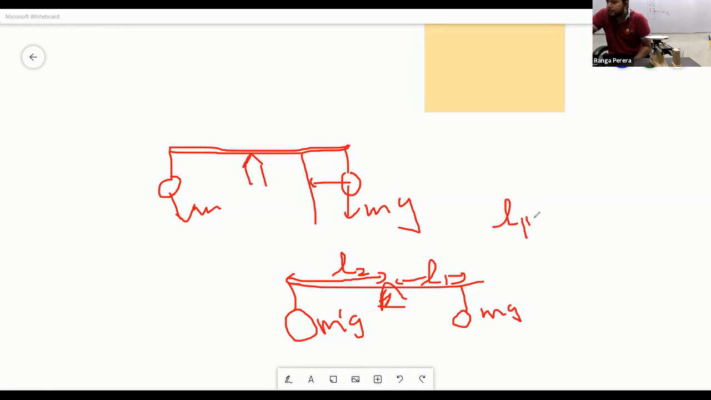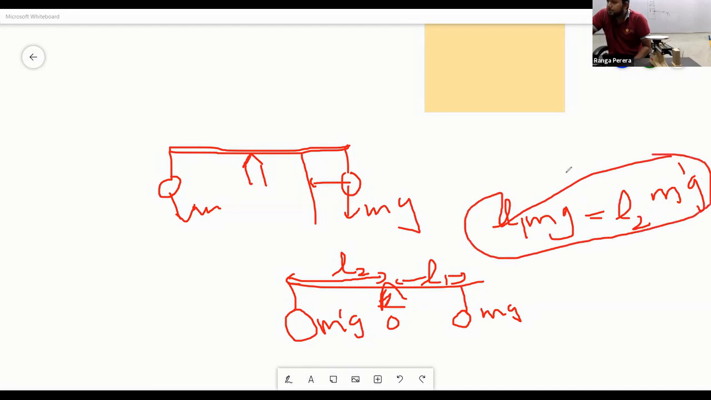The principle of moments: I'm not trying to describe the principle of moment, but I guess you know the moment about this location. Let's say the location is O. The moment about point O gives L1 mg equal to L2 m dash g. So this concept is called the principle of moment, and you can keep the system in a horizontal position like that.